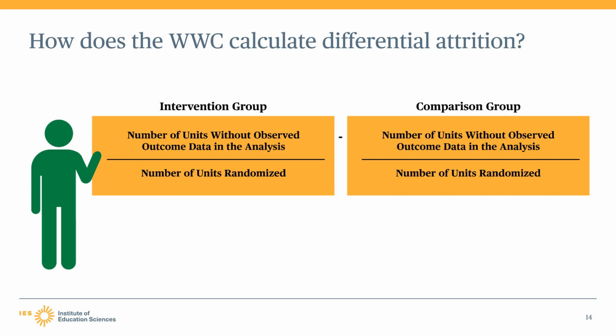Differential attrition is the absolute value of the percentage point difference between attrition rates for the intervention group and the comparison group. You can think of differential attrition as the level of attrition for the intervention group minus the level of attrition for the comparison group. So for example, if 35% of the individuals in the intervention group dropped out of the study and 15% of the individuals in the comparison group dropped out, the differential attrition rate would be 20 percentage points, which is 35 minus 15. When assessing attrition in individual-level RCTs, both overall and differential attrition are important. Let's take a closer look at how the WWC calculates overall and differential attrition and walk through an example.